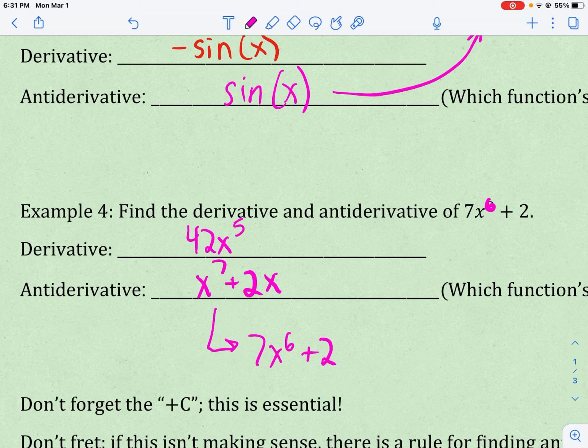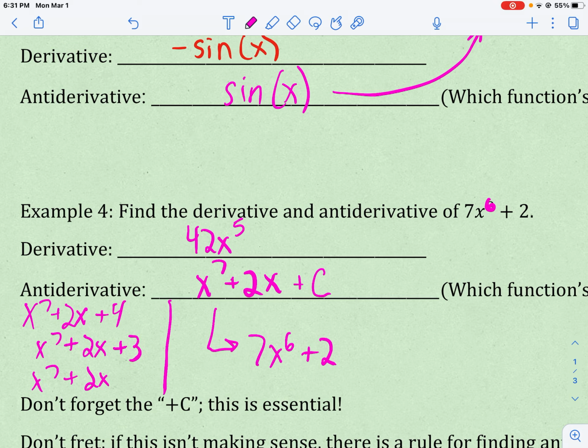So we're good. Now, remember, we just need to add a plus c, because again, we don't know if the starting function was x to the 7th plus 2x plus 4, x to the 7th plus 2x plus 3, x to the 7th plus 2x plus pi, right? Could have been any of those. We don't know, so that's why we put c, okay?